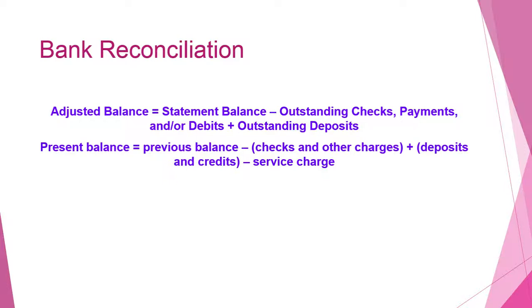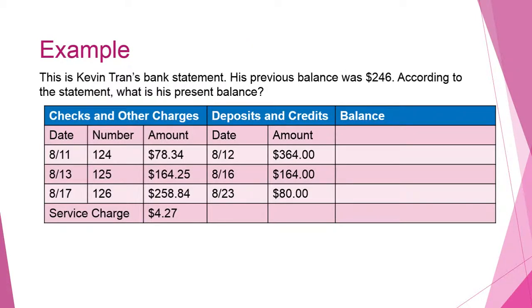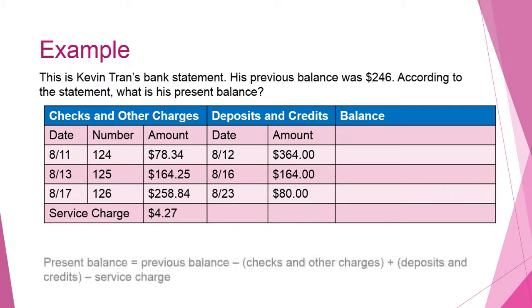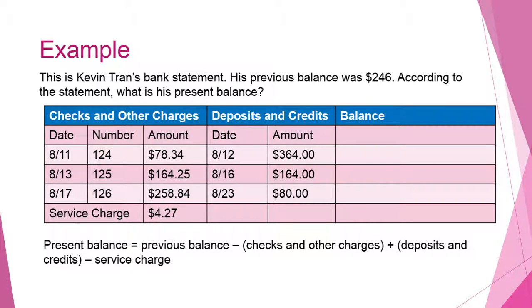Alright, now let's go over an example. So this right here is Kevin's bank statement. His previous balance was $246. So according to the statement, what is his present balance? We're going to go ahead and use that formula. So present balance, remember, is the previous balance minus any kind of withdrawal. That could be charges and that could be checks. Plus any deposits that we get, or credits. And then minus the service charge.